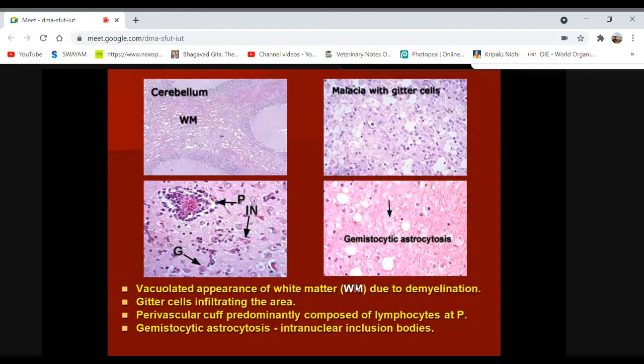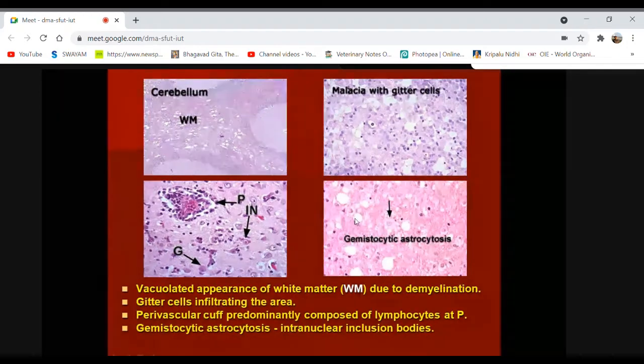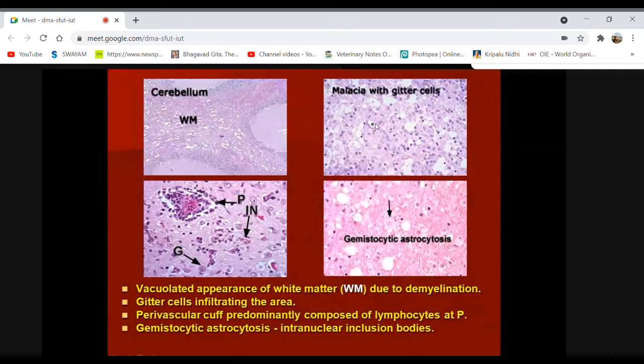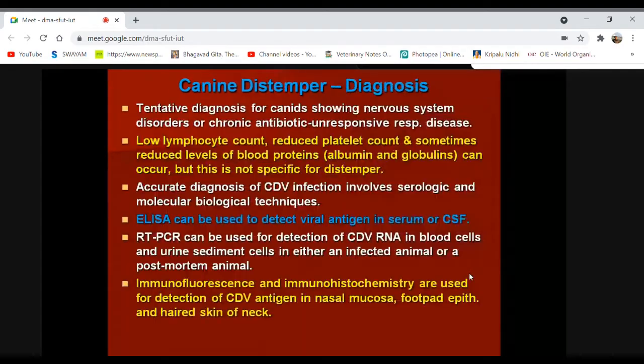These are some more changes in the brain, showing vacuolation of the white matter, demyelination, and glial cell infiltration. Then perivascular cuffing, glial cell proliferation, and astrocytosis with intranuclear inclusion bodies in the brain tissue. Then this one I'm just skipping.